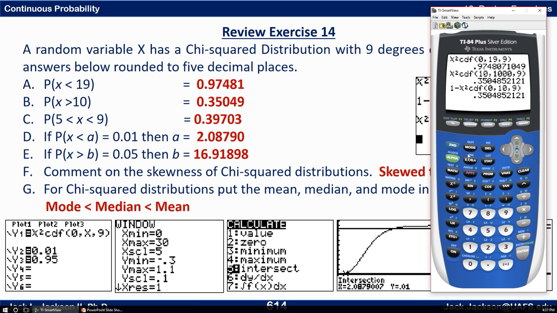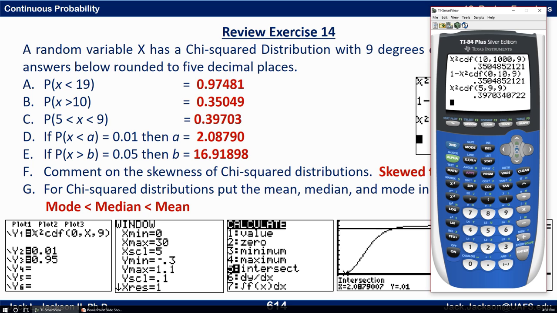The next one we can do chi-square CDF between 5 and 9 with 9 degrees of freedom. There's the probability we're looking for there, 0.397, etc.